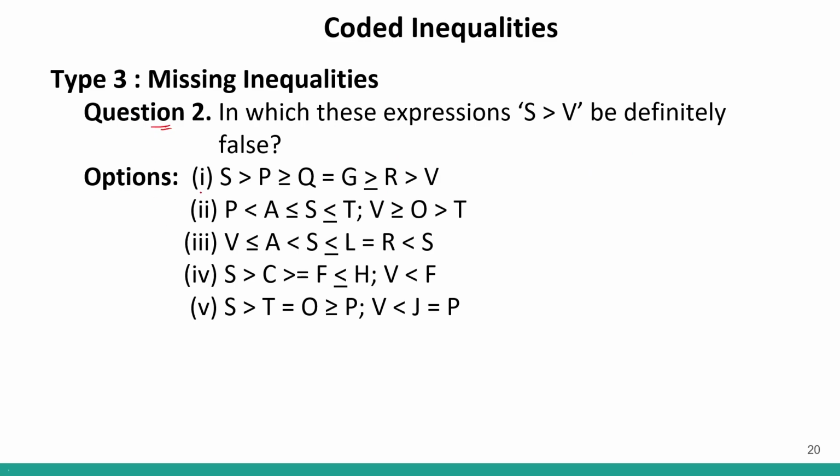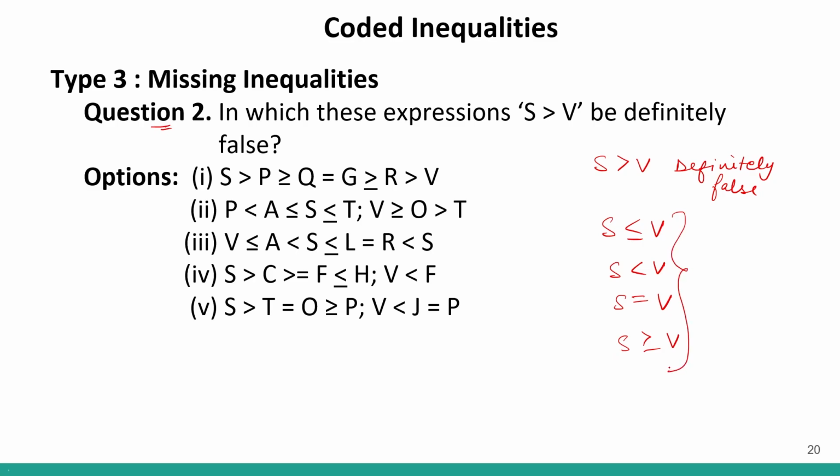Question number 2 says that we have to find an expression where "S is greater than V" is definitely false. Correct? It is definitely false. That means S should be less than or equal to V. So we have 4 options: S is equal to V, S is less than V, S is less than or equal to V, or S is greater than or equal to V. If we get these options, that means we will get the correct answer, because then this will be definitely false.